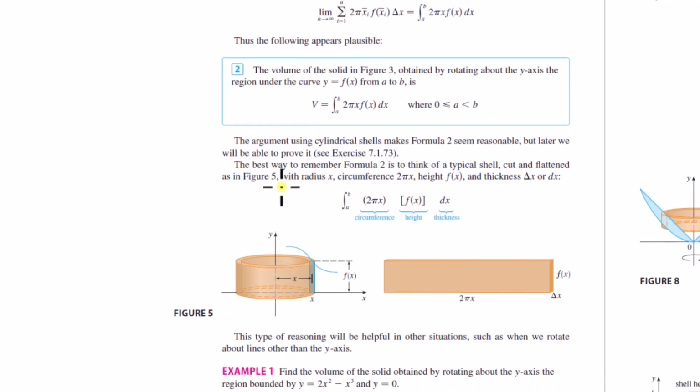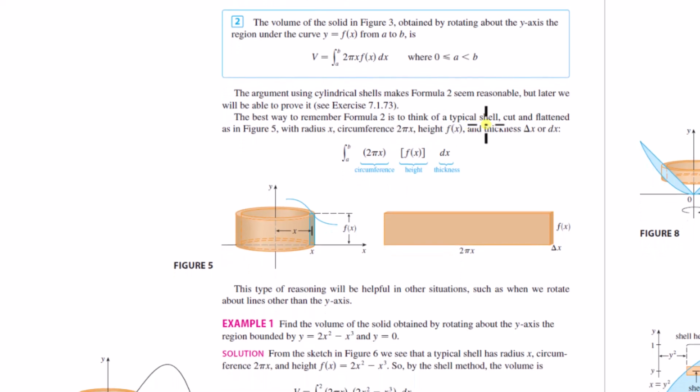All right, so it says the best way to remember Formula 2 is to think of a typical shell, cut and flattened as in Figure 5, with radius x, circumference 2 pi x, height f of x, and thickness delta x.